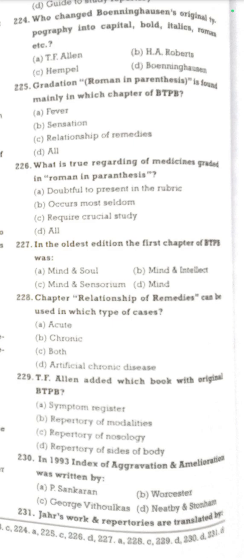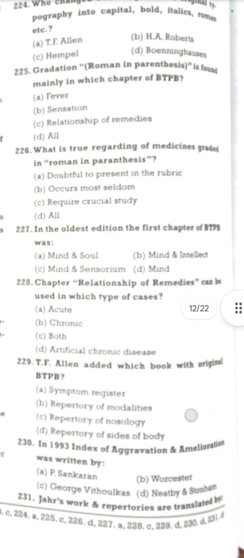227. In the oldest edition, the first chapter of BTPB was Mind and Soul. Next, chapter relationship of remedies can be used in which type of cases? So, in both acute and chronic. 229. T.F. Allen added which book with original BTPB? So, the answer is Repertory of Sites of Body. 230. In 1893, Index of Aggravation and Amelioration was written by Neatby and Stonham.